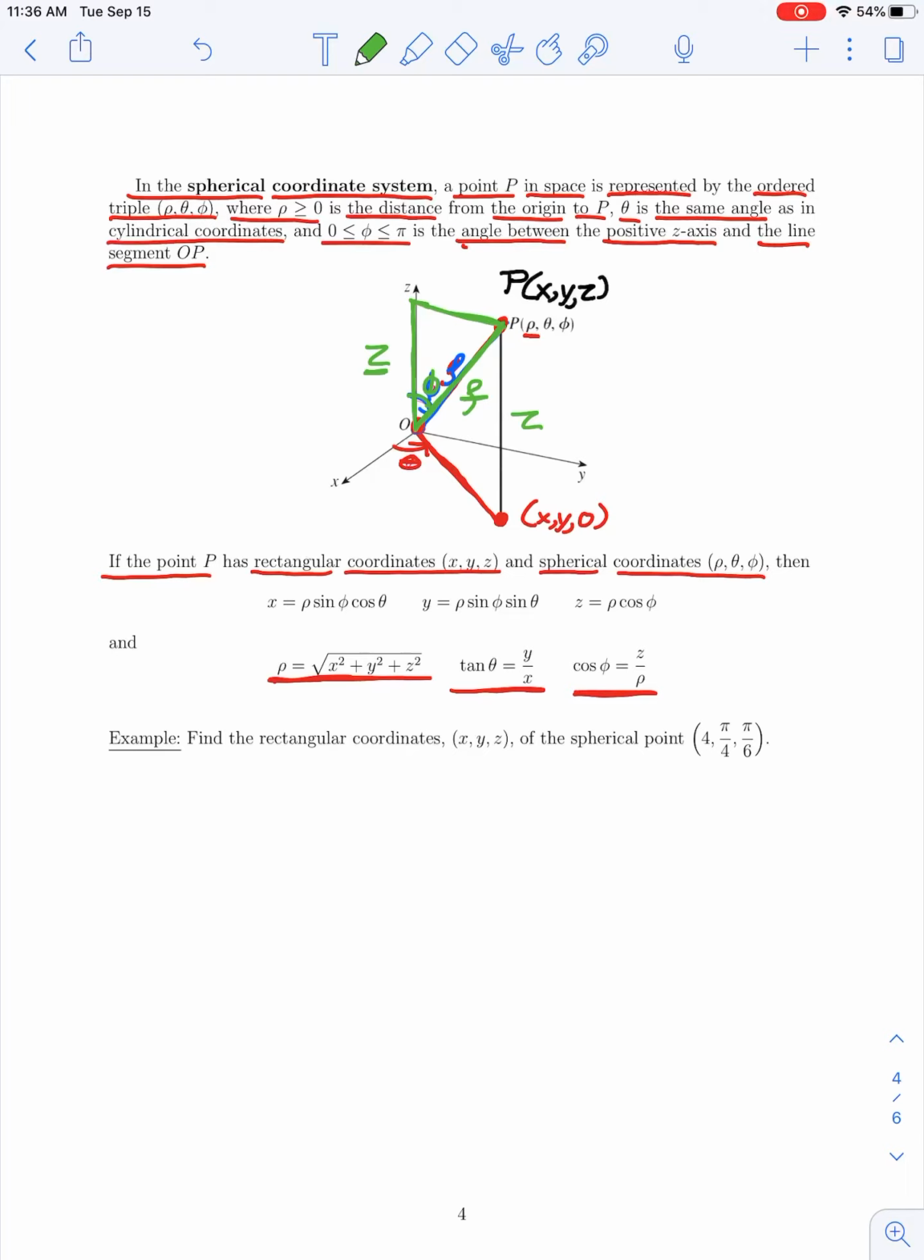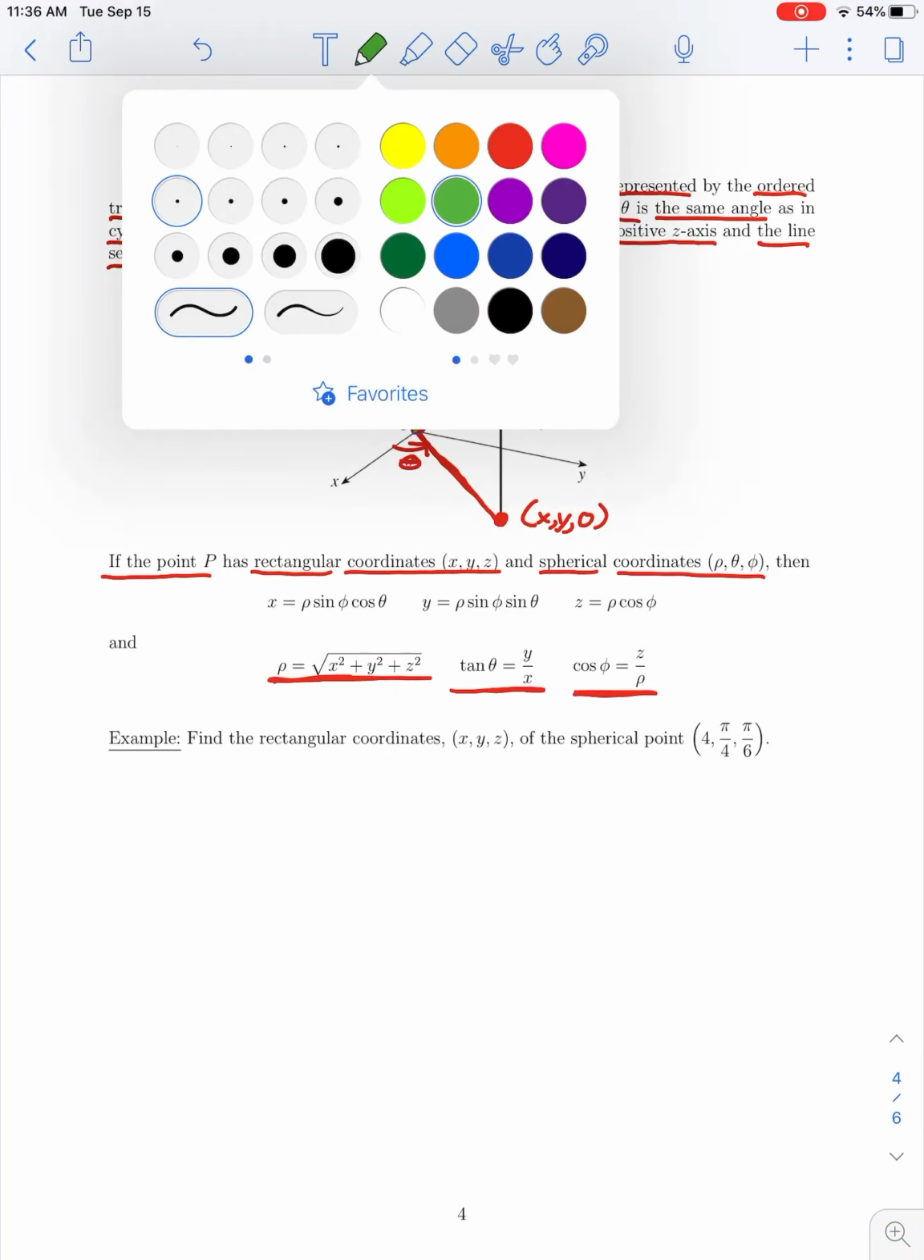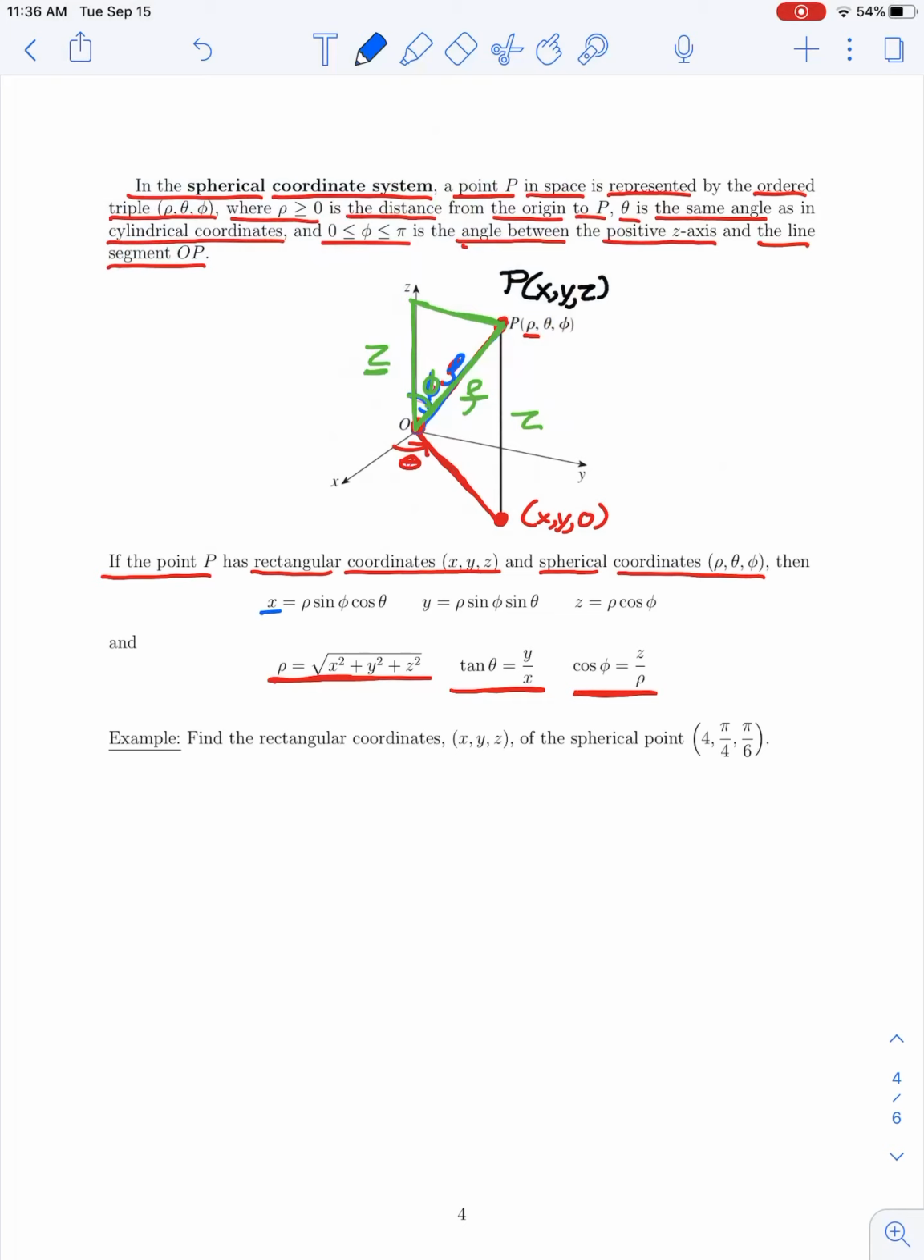Now using conversion formulas similar to what we had seen for cylindrical coordinates, we could find the rectangular coordinates x, y, and z of a point from its spherical coordinates by using the conversion formulas. X is rho sine phi cosine theta, y is rho sine phi sine theta, and z is rho cosine phi. Okay, so using these conversion formulas, let's look at some examples of converting from one system to another.